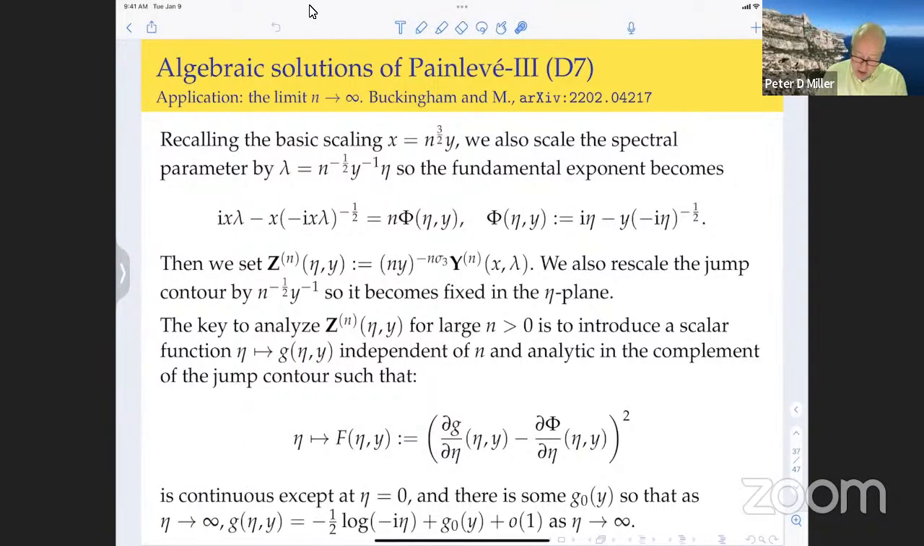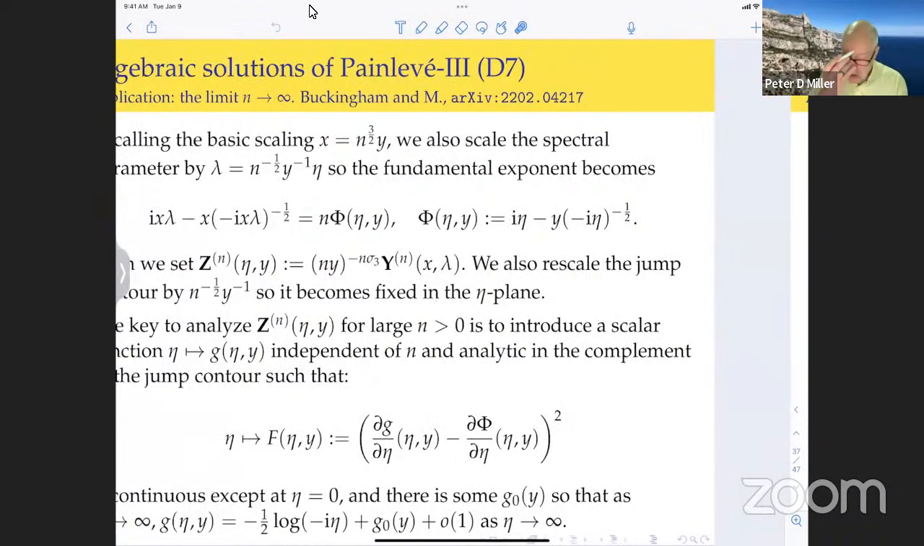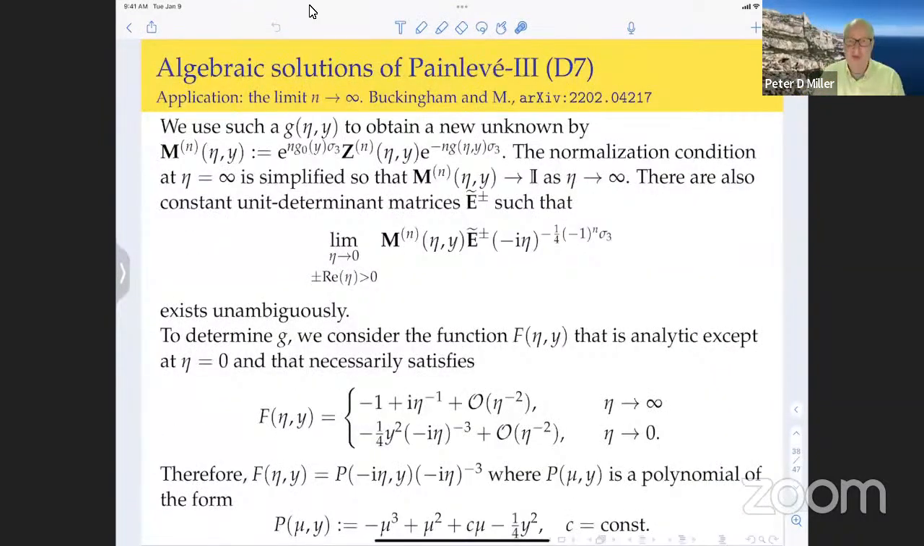And the thing is that what we want is this function f, which is really the square of dg d eta minus d phi d eta. We want that to be continuous except at the origin, and that there's some g0 of y, so that when we expand the g out, we get a logarithmic term plus a constant plus something small at infinity. Okay. So we use this g to obtain a new unknown by some conjugation.